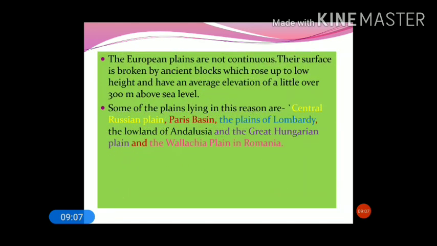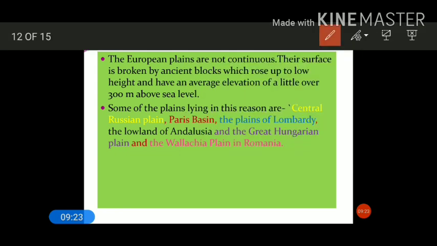Now, generally the European plains are not continuous like other plains. If I talk about the Ganga plains in India, it's almost a continuous plain. So European plains are not continuous, rather they are broken by ancient blocks, which rose up to low height and have an average elevation of a little above 300 meter above the sea level. So these European plains are dissected by ancient blocks, which attain a height of 300 meter above the sea level, just like this.